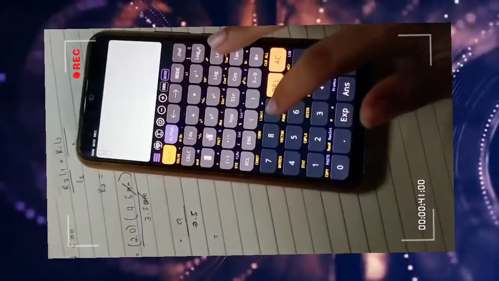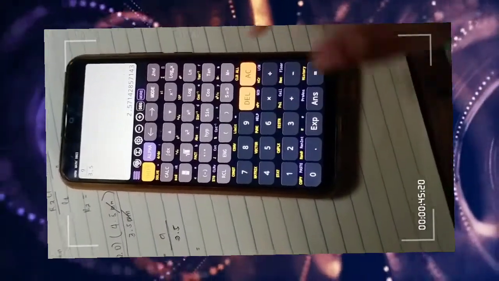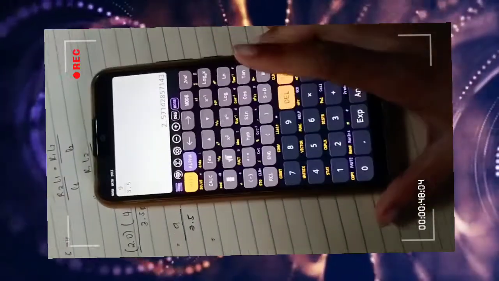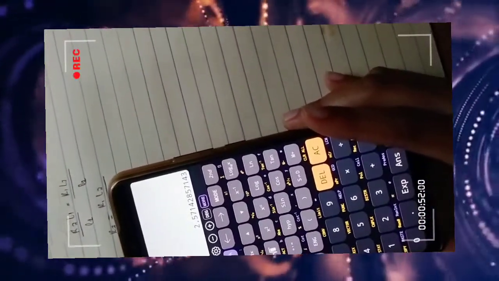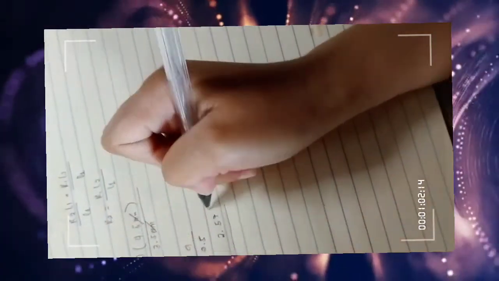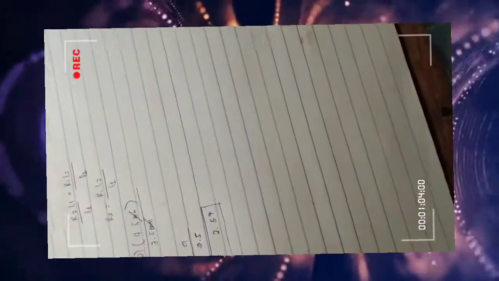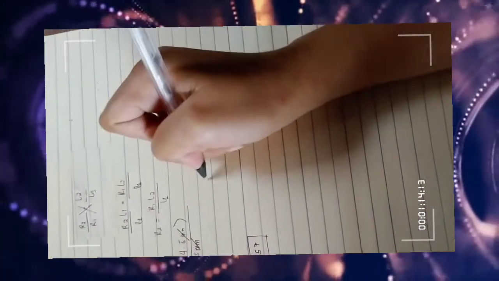9 divided by 3.5 is equal to 2.57143. So we're going to write 2.57 only. This is our final answer for letter A. Now let's move to letter B.